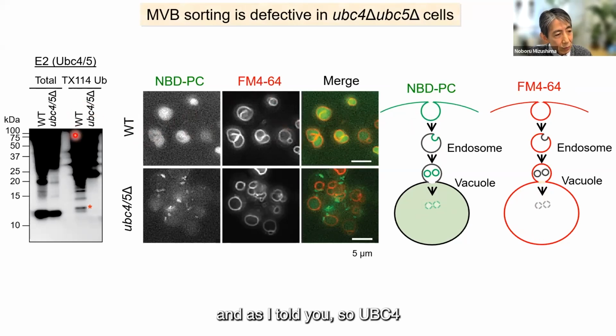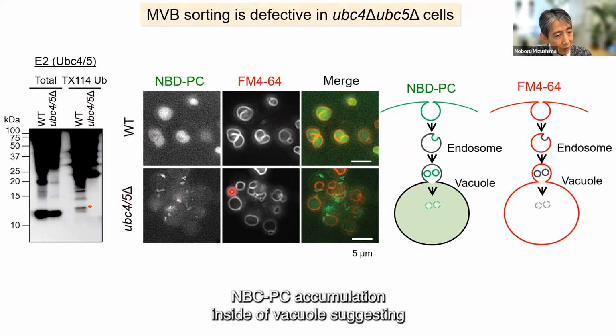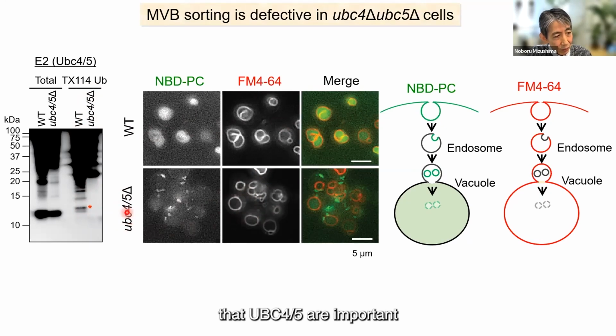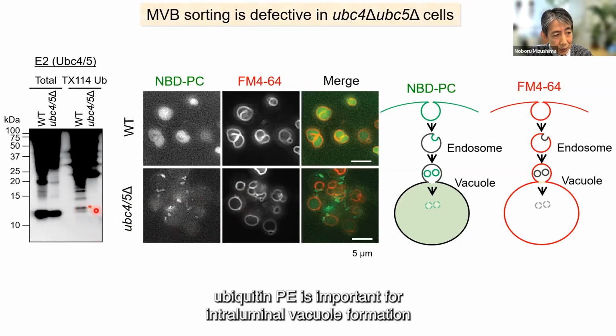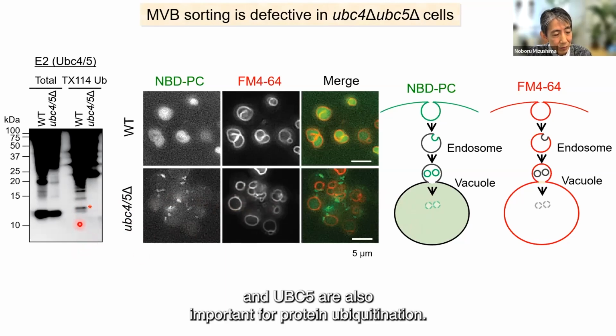And as I told you, UBC4 and UBC5 are required for ubiquitin PE generation. And in UBC4-5 double mutants, we didn't see NBD-PC accumulation inside the vacuole, suggesting that UBC4-5 are important for intraluminal vesicle formation. But this data does not necessarily indicate ubiquitin PE is important for intraluminal vesicle formation, because UBC4 and UBC5 are also important for protein ubiquitination. So we can't separate them.